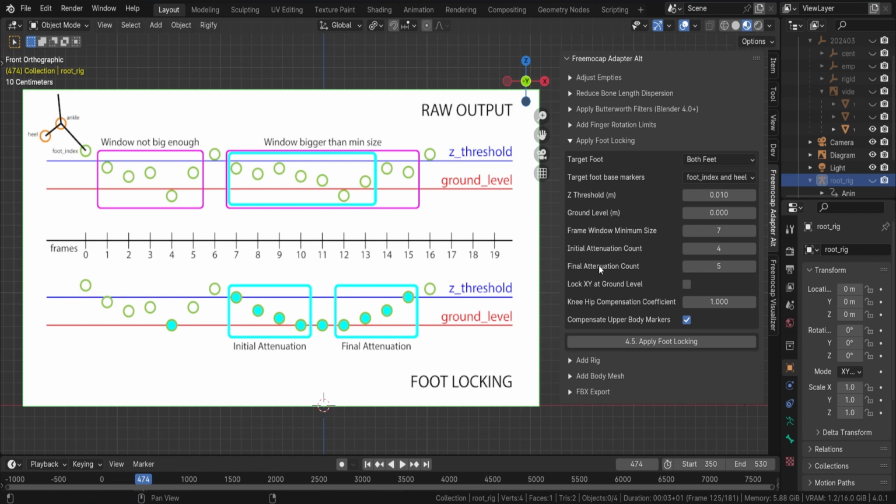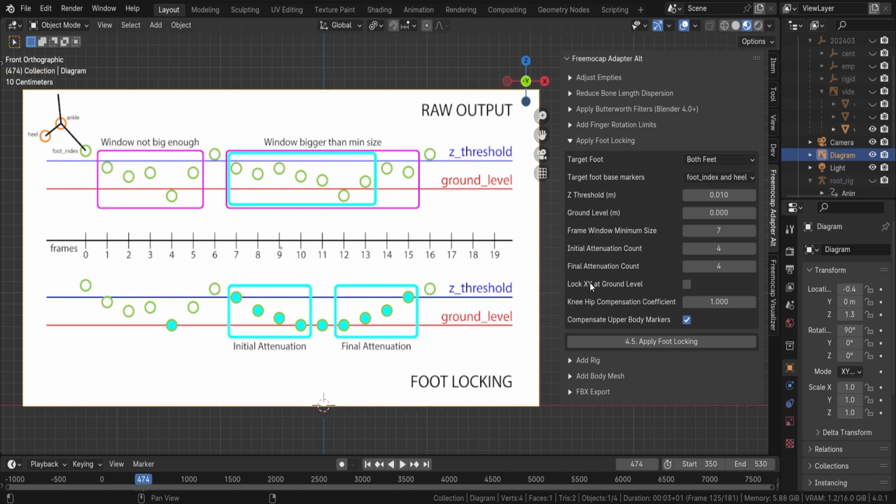Then there is the final attenuation count, which is the same as the previous, only at the end of the window. In this case, there are also 4 here in the diagram, so that would correspond to a value of 4. All the frames that are in the middle of these 2 attenuation counts have the marker Z position set to ground level.